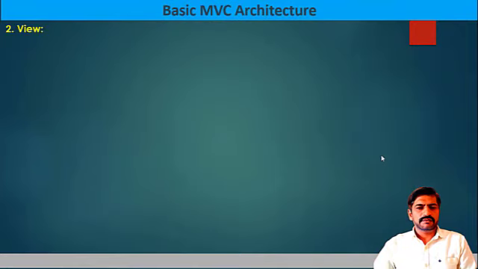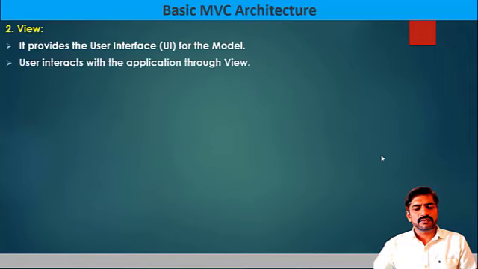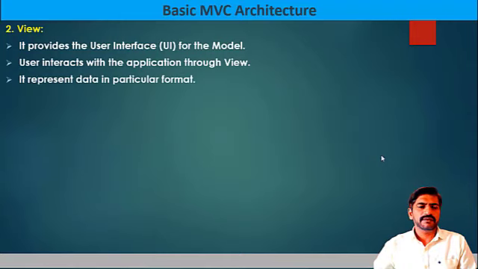Views are the second component of the MVC architecture. So views are nothing but the user interface. That is, the user can interact with the views. The user can see the business data through the views. Okay, so it provides the user interface for the model, that is your application. The user interacts with the application through these views. It presents the data in a particular format, depending upon the user requirement.